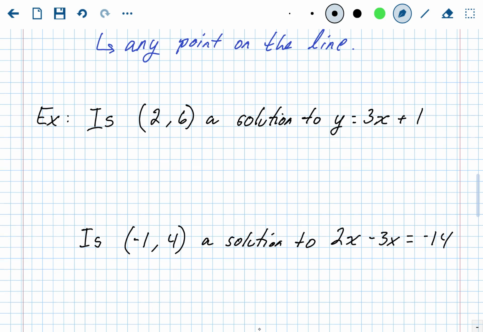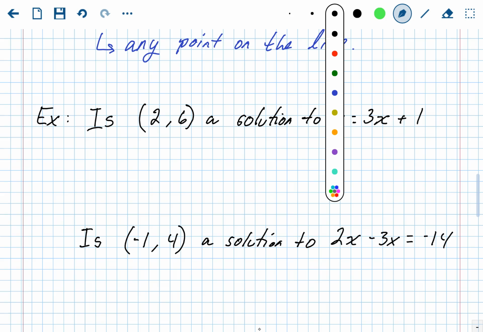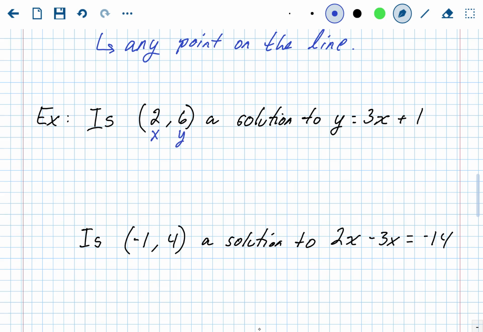Okay, so I've set up some example problems asking if a certain ordered pair is a solution to a certain equation. So this first one is (2, 6), a solution to the equation y equals 3x plus 1? All you're going to have to do is plug in the values. Remember, we have an xy ordered pair. So if we plug in 2 for x, and we plug in 6 for y, and we get a true statement, it's going to be a solution. Okay, so let's do that.